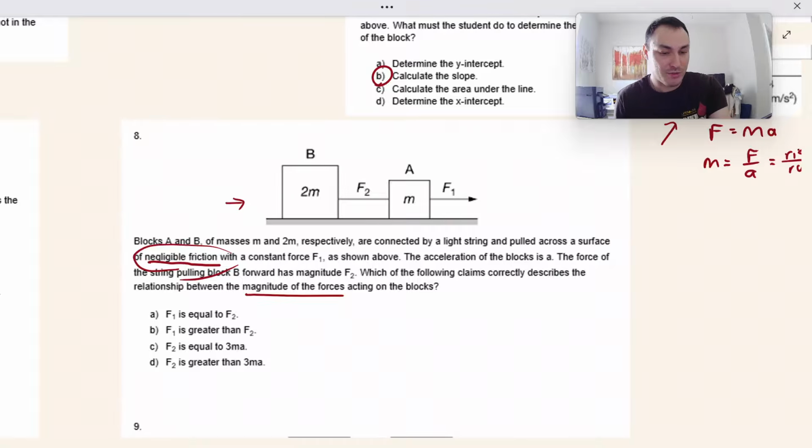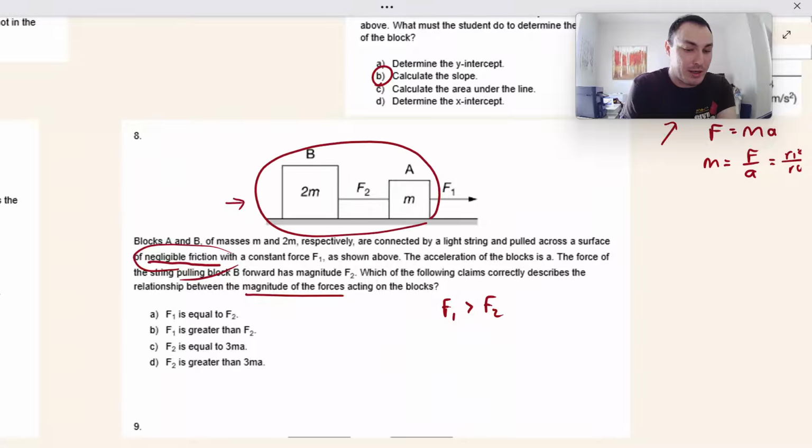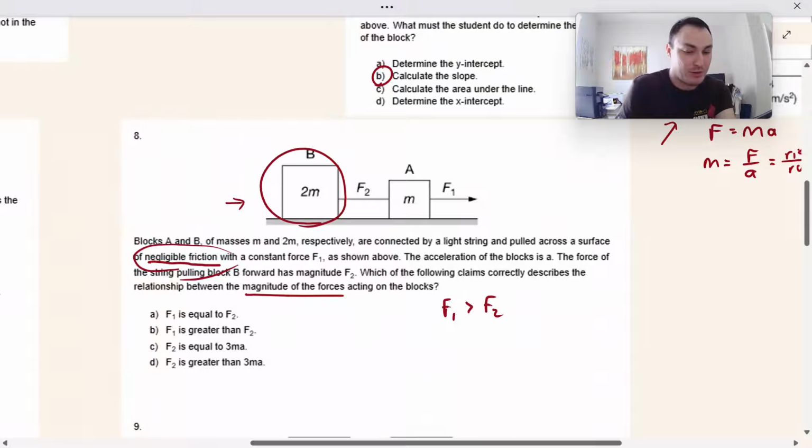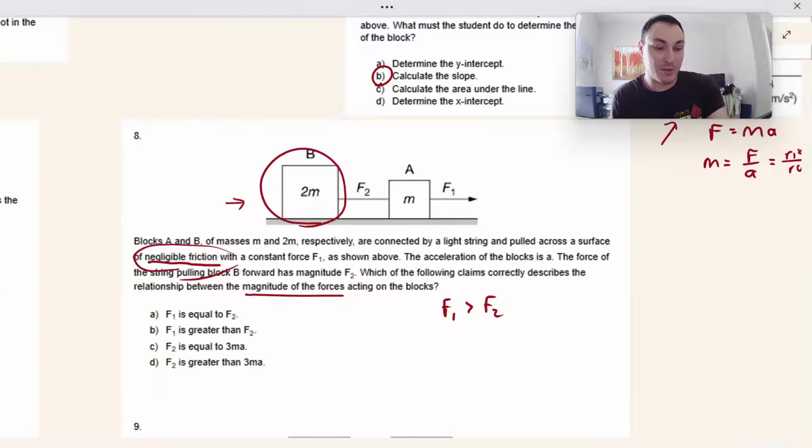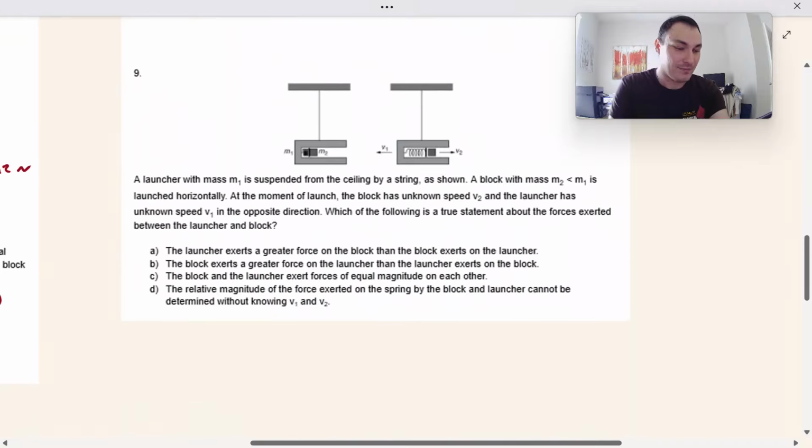From this picture, I can see that F1 has to be greater than F2. F1 is pulling all of the mass of the system. F2 is only pulling 2m, so 2/3 of the mass. So I know that F1 is bigger than F2. I also know that F2 is going to be 2/3 that of F1, since both accelerate the same. But it doesn't ask me to go that far. It just asks me to say that F1 is greater than F2.